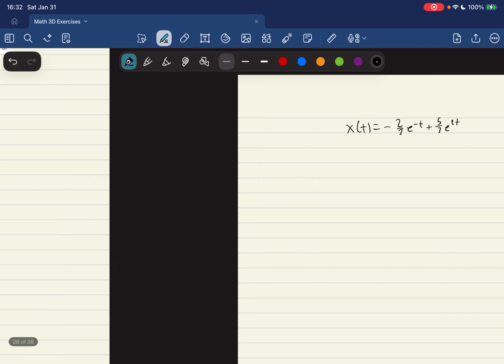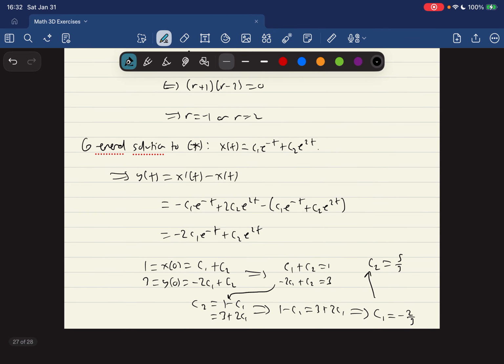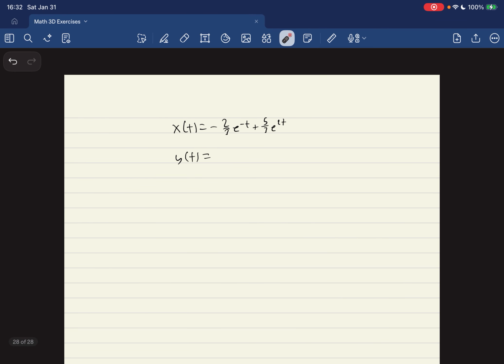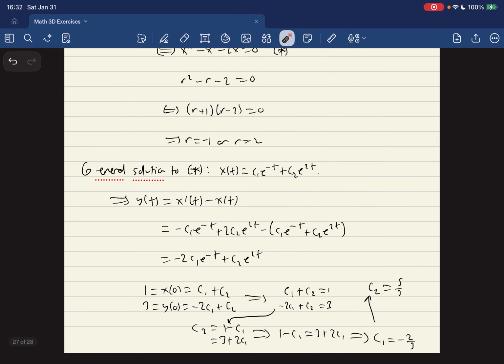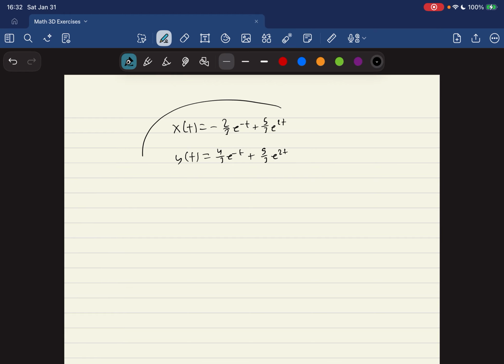And then y of t is going to be, well, now we have negative 2c1, so this will be positive 4/3 e to the negative t. And we have just c2, which is 5/3. So this is 5/3 e to the 2t. And this completes the solution of this system.